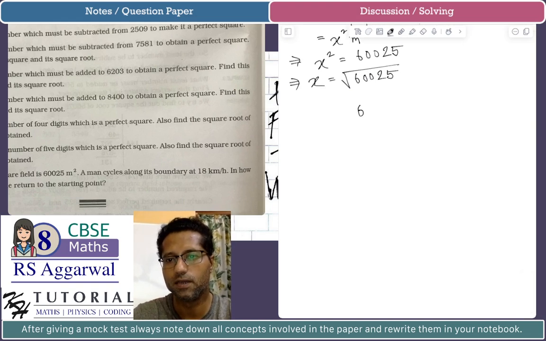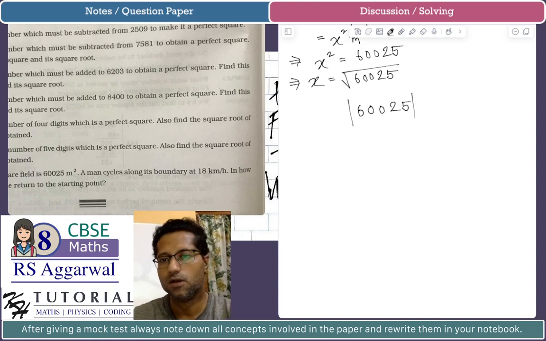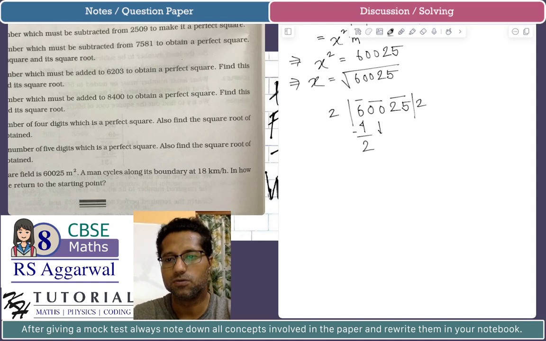I will do it quickly. I will not explain all the steps. I will just say, I hope you will understand. So the periods will be 6, 00, 25. The first divisor will be 2, quotient will be 2 and 4, and the remainder is 2. The next period will be brought down, so 200. So the next dividend becomes 200.